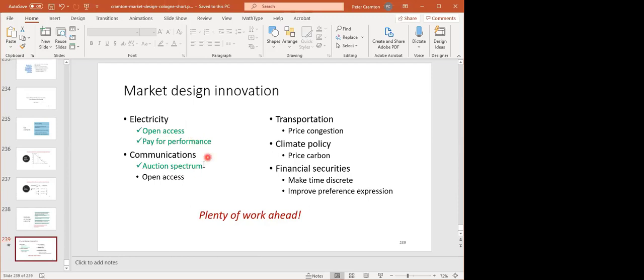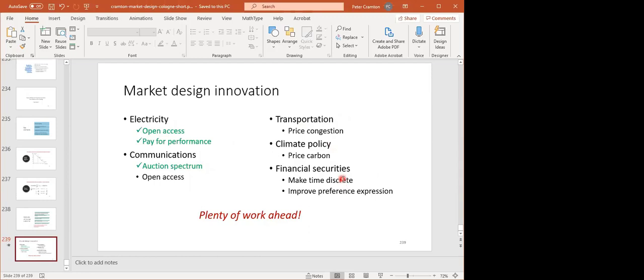The same thing is true with communications. We can do so much more than what we have today. Transportation, we haven't scratched the surface. We don't price congestion, we should. Climate, we don't price carbon, we should. These things are non-trivial to implement. And lots of good market design has to take place.